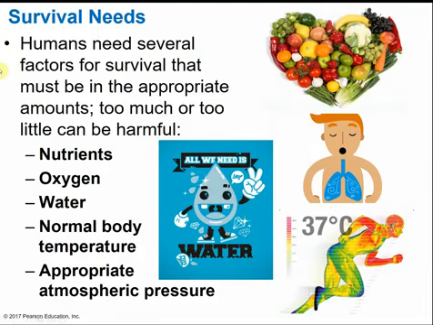So, looking at some basic survival needs of humans. We need several factors for survival, and they have to be in just the right amount. Just too much or too little could be harmful. So it has to be within that Goldilocks zone. Things like nutrients, which we get from our food as we digest it. Oxygen that we breathe. Water. Our body is about 70% water, so it's very important for our metabolism, chemical reactions, as well as just keeping our cells healthy.